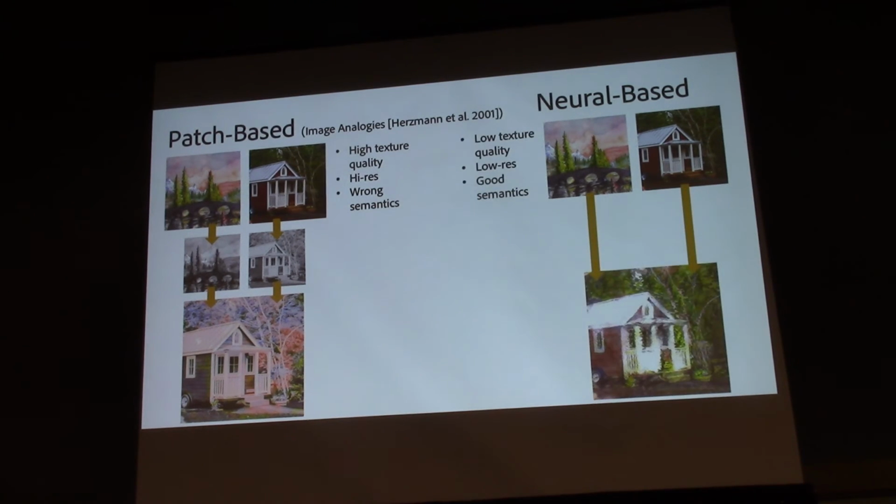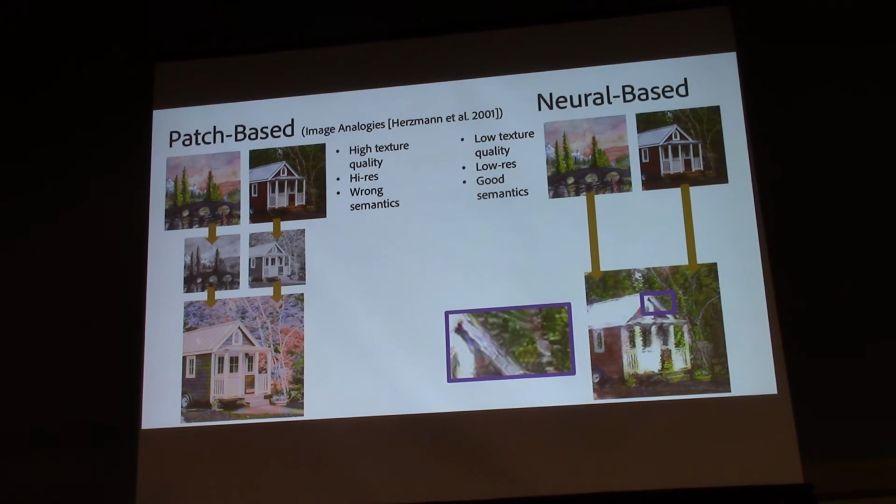On the other hand, the neural stylization methods don't have any guiding channels. The guidance is done inside the network, but they handle textures really well. The results are low to medium resolution in terms of what, for example, Photoshop users would like to have. And they have good semantics. So vegetation goes to where vegetation should go, the red side of the building goes to the red side of the building, etc.